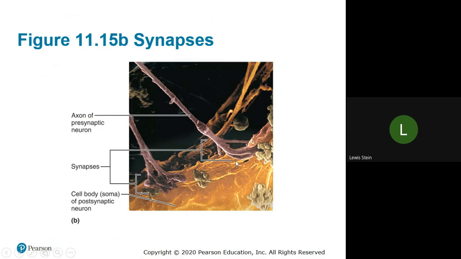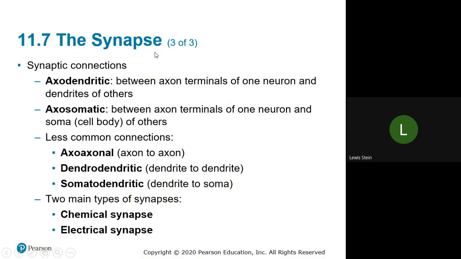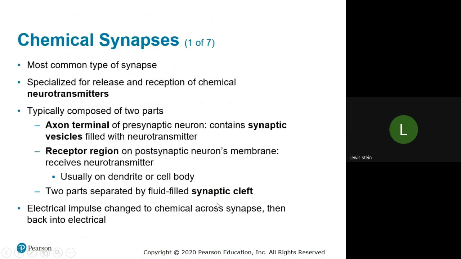It's a pretty good illustration, an actual micrograph of what happens. These are what the synapses look like. Again, it's actually a space that's there. The axodendritic and the axosomatic are the most common. These others are just there for the sake of completeness. It's not a big deal for us whether it's axoaxonal, dendrodendritic, or somatodendritic. And yes, the two main types are chemical, which we'll focus on, and electrical, which certainly are part of the picture as well.